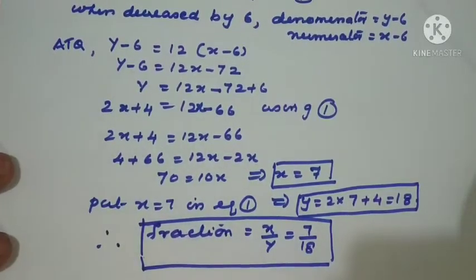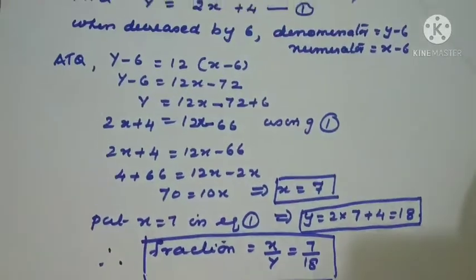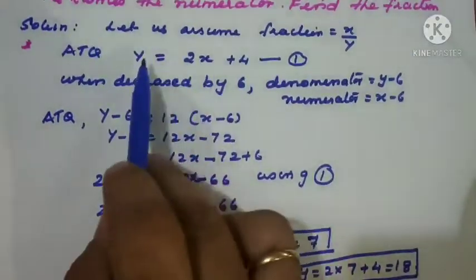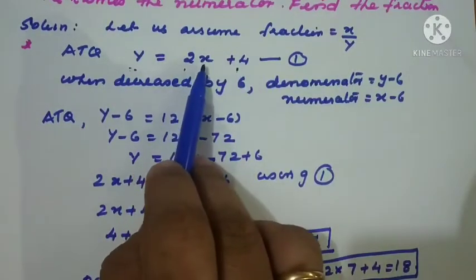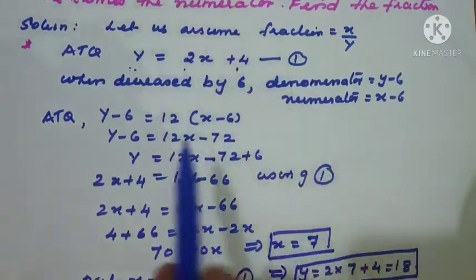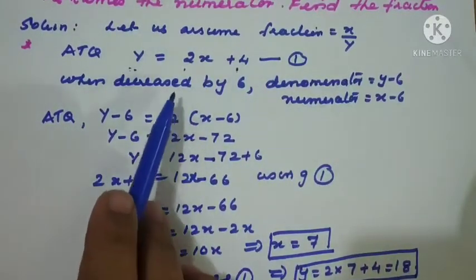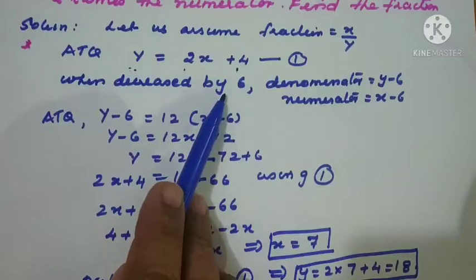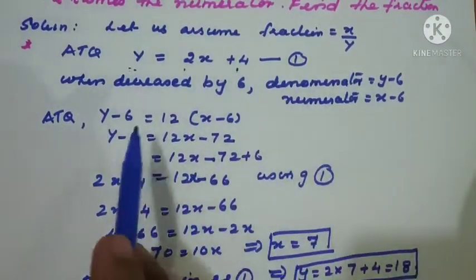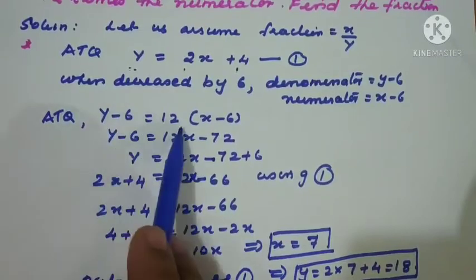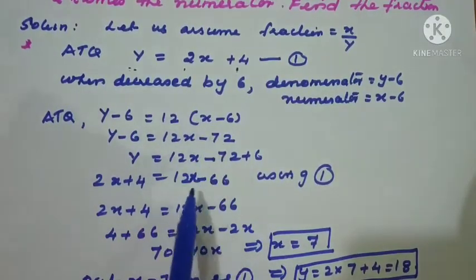Therefore, right? So we have proved it. What is given in the question? The denominator is 4 more than 2 times the numerator, so we got 2x plus 4. Now what is the condition? When both the numerator and the denominator are decreased by 6, we got y minus 6, x minus 6. The denominator is 12 times the numerator. So y minus 6 equal to 12 into x minus 6.